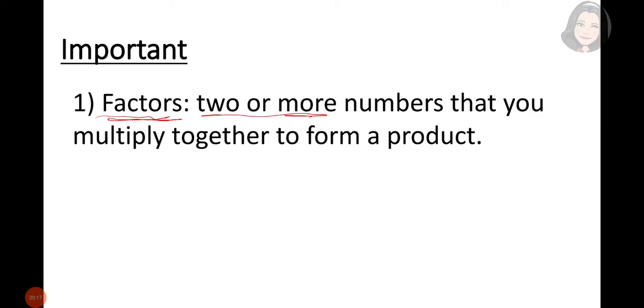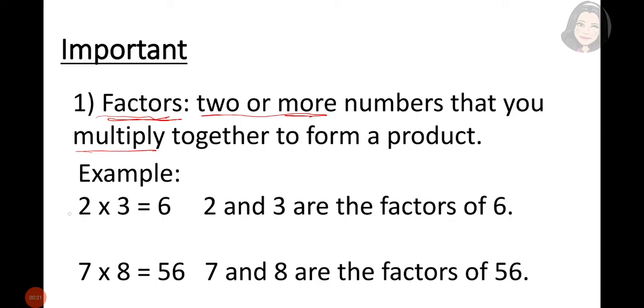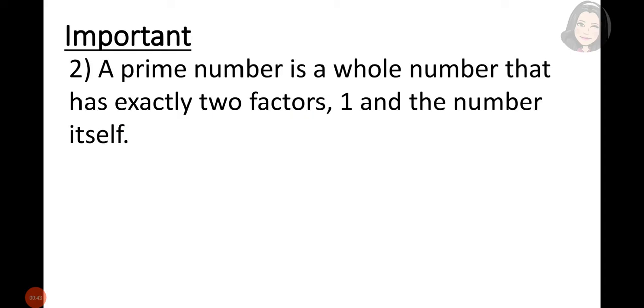I am multiplying two or more numbers together to form a product. For example, if I say 2 times 3, it's going to be a 6. So the numbers 2 and 3 are the factors of the number 6. When I say 7 times 8 is a 56, this means that the numbers 7 and 8 are the factors of the number 56. So they are the numbers we multiply together to form a number.